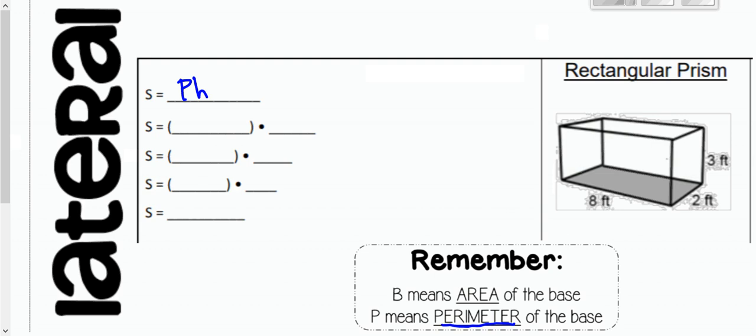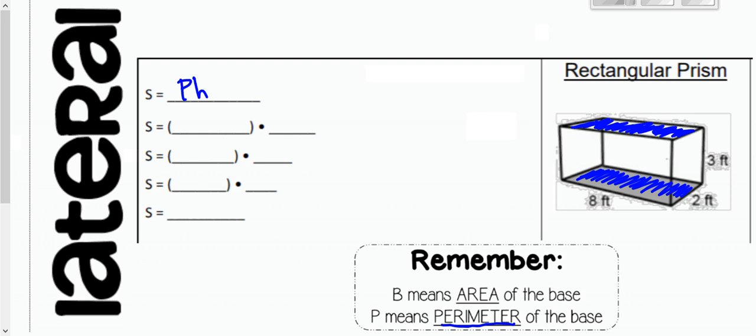So what helps me is always to shade the base. And remember, the base doesn't have to be the bottom. It could be the side. I'm just going to pick one piece, and that means the one across from it technically is also the base. So I'm just going to go ahead and shade both of these. So remember, when I'm finding my lateral surface area, I'm finding the area of everything except for these two shaded areas. I don't want the area of that.